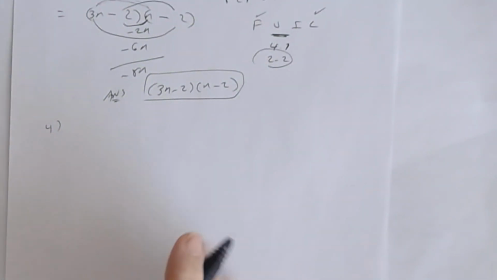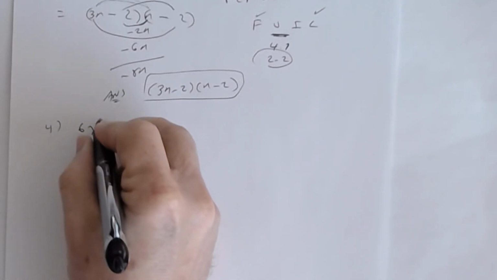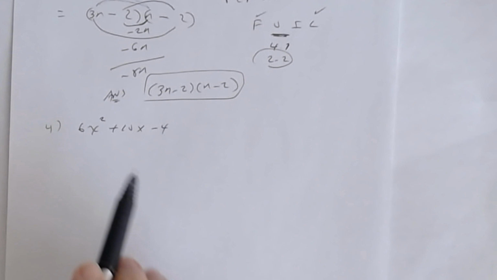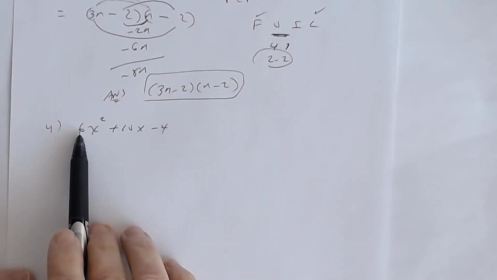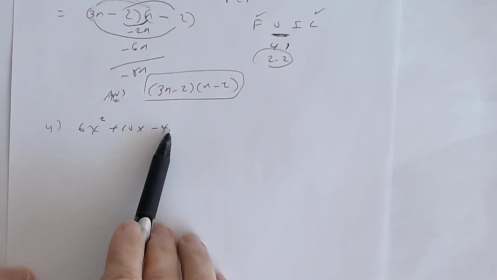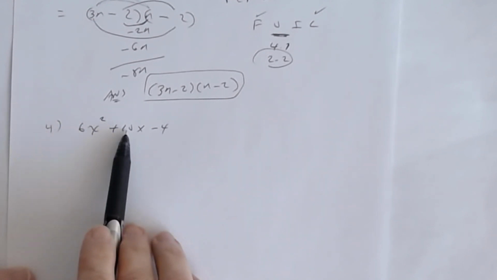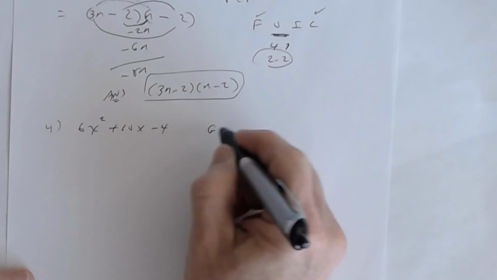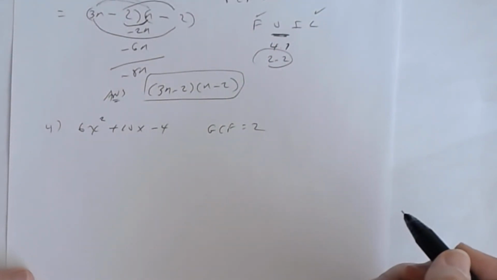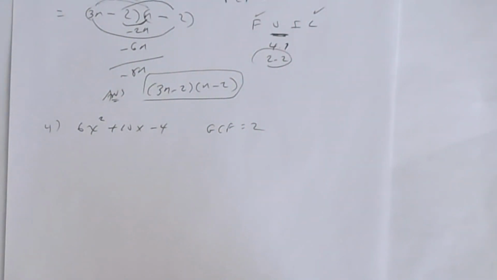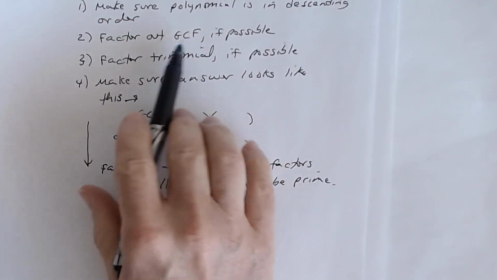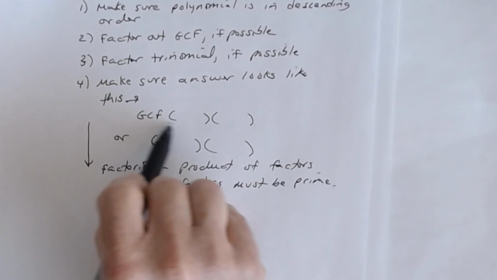Number 4, let's suppose we had this, 6x squared plus 10x minus 4. I want you to notice something here. The GCF is not 1 this time. See, all of these coefficients are divisible by 2, so I can factor out the 2. So the GCF is 2. Okay, so remember our steps. Factor out the GCF if possible. So if you factor out the GCF, it needs to look like this.